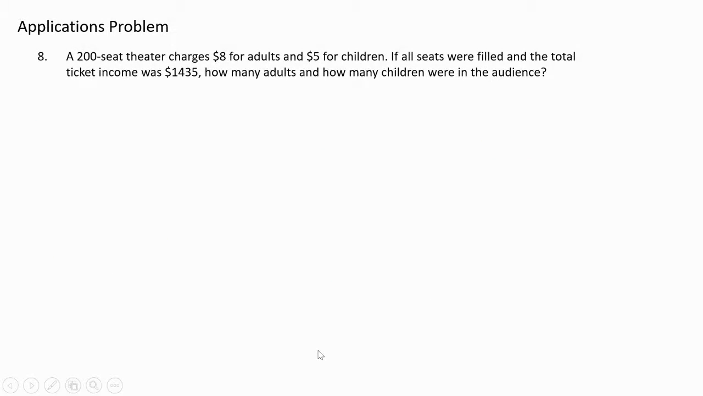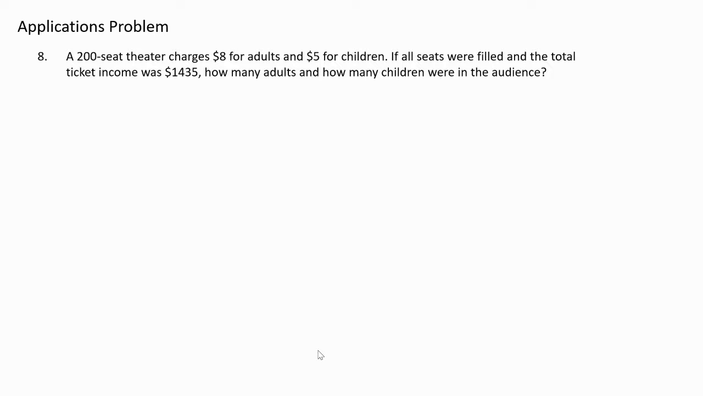Okay, now, how do we apply solving systems of equations in a real-life situation? This is how you apply it. This is one of its uses. This is number 8. A 200-seat theater charges $8 for adults and $5 for children. If all seats were filled and the total ticket income was $1,435, how many adults and how many children were in the audience?